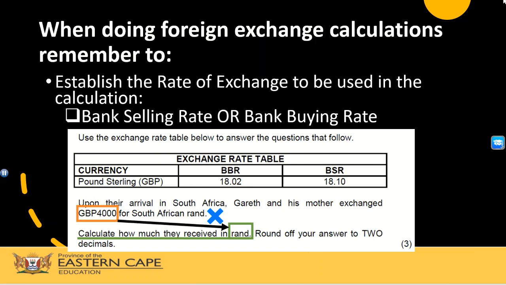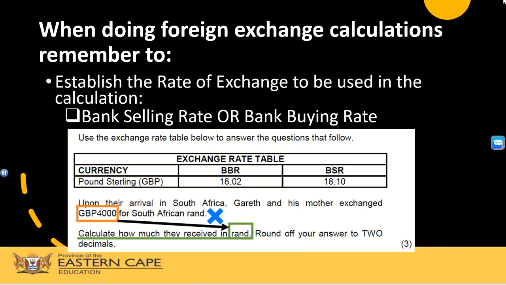The next consideration when doing your foreign exchange calculations is to establish the rate of exchange to be used in the calculation. In other words, are we using the bank selling rate or the bank buying rate? If we take a look at the example on your screen, our two currencies are the Great British Pound and the Rand. We have determined that because we are converting from a major foreign currency to Rand, we have to multiply. Now we have to determine which rate we are going to use.